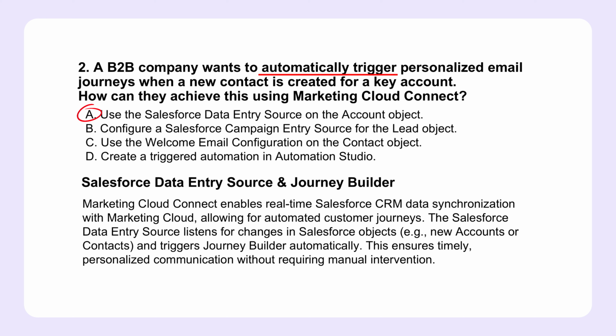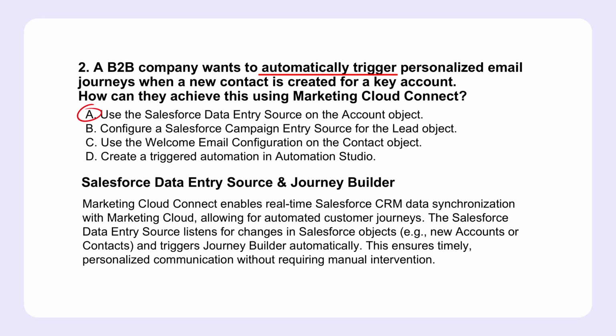Okay. So what about other ways to trigger this journey? Why might those not be as ideal? You could use a campaign entry source, but that's more for specific campaign-related activities, and it wouldn't be directly tied to what's happening within a Salesforce account. And relying solely on the contact object's welcome email configuration might miss that important account-specific context. You could potentially build a triggered automation in Automation Studio, but that would probably be a lot more complex to set up, and it wouldn't have that same seamless connection to the Salesforce account object that the Salesforce data entry source gives you. So the real power here is that direct tie into that fundamental B2B unit, the account.